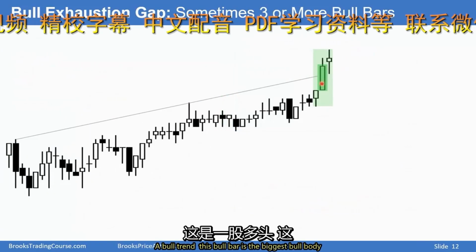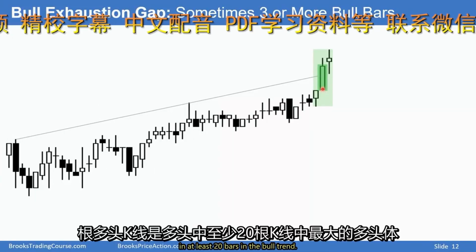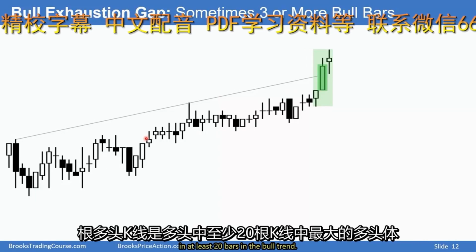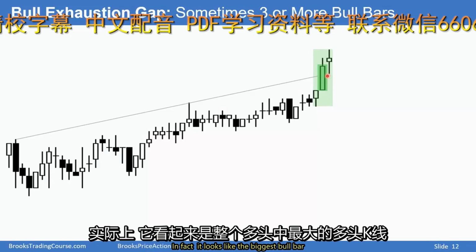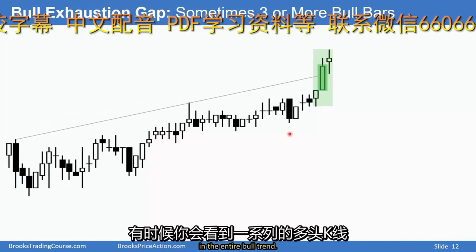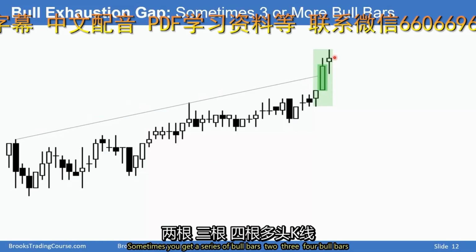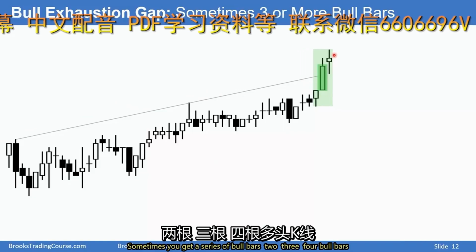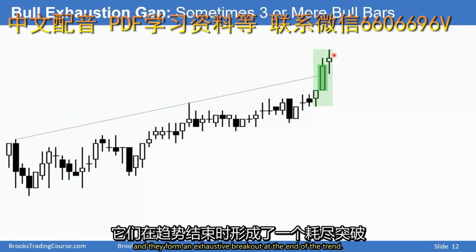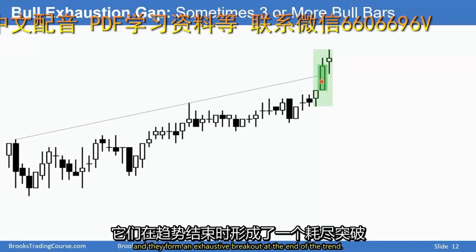A bull trend. This bull bar is the biggest bull body in at least 20 bars in the bull trend. In fact, it looks like the biggest bull bar in the entire bull trend. Sometimes you get a series of bull bars, 2, 3, 4 bull bars, and they form an exhaustive breakout at the end of the trend.